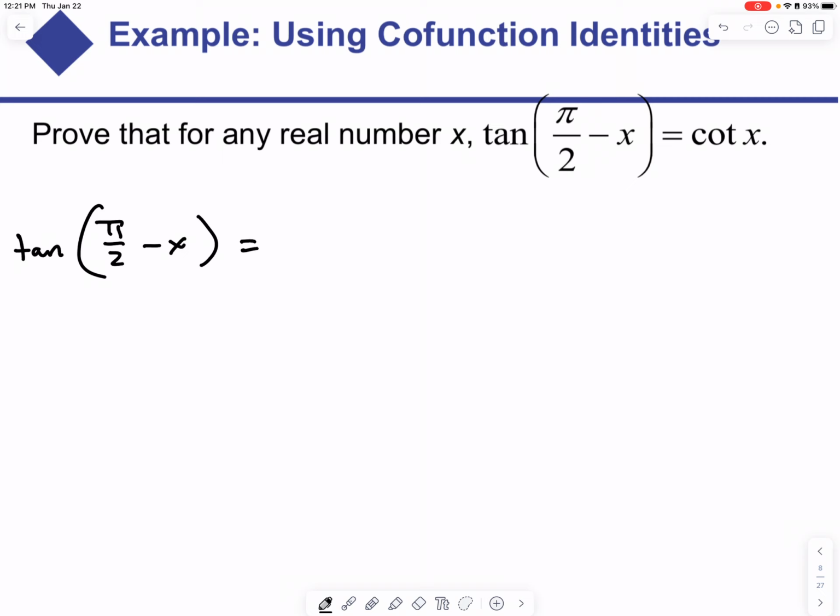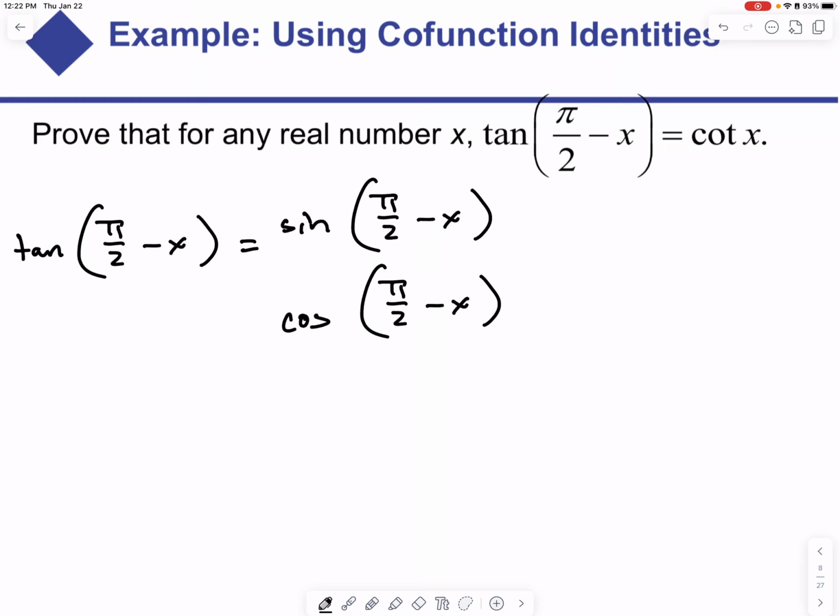Sine over cosine. So we're going to do our sine over our cosine. Again, this is what? Sine of that. This is cosine of that. All right, so tan of pi over 2 minus x means sine of pi over 2 minus x over cosine of pi over 2 minus x, okay?